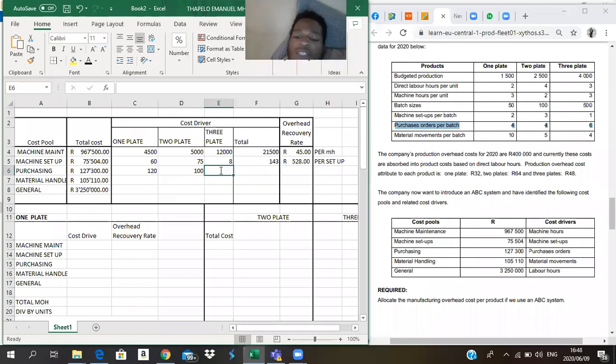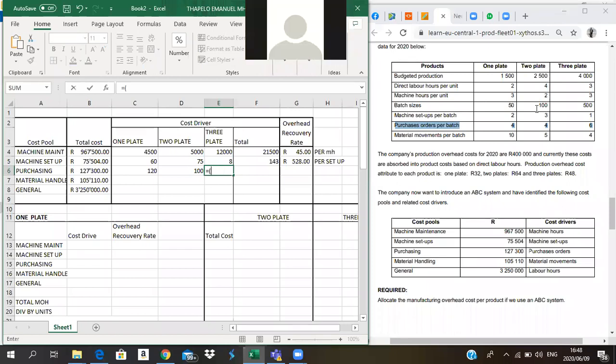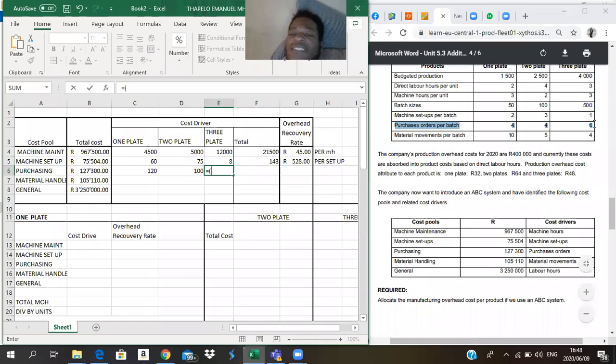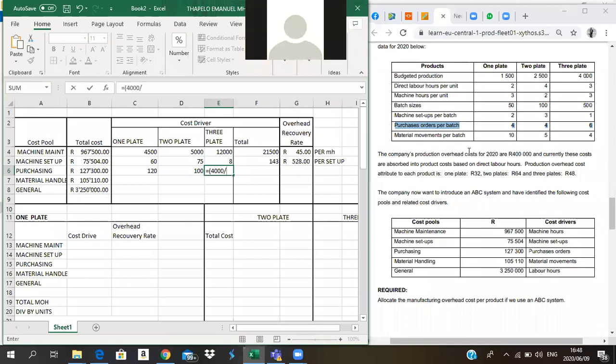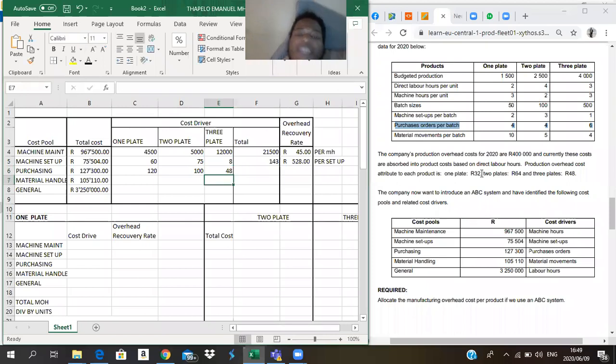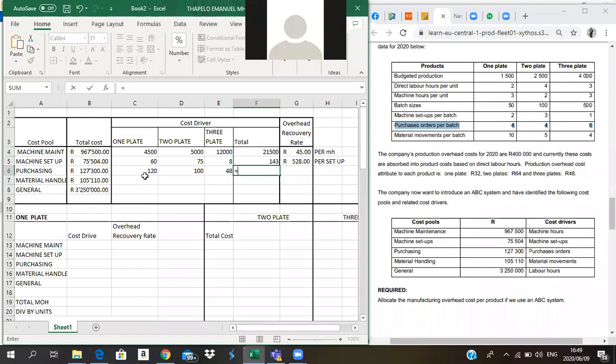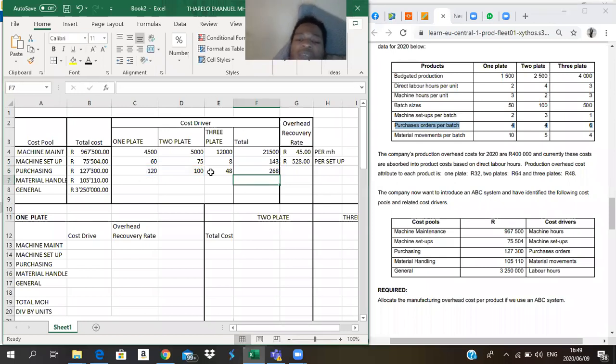I say it's equals to open bracket, I take the 4,000 divide by 500 times this six here. So I have 4,000 divide by 500 close bracket multiply by six. Then I get an amount of 48. So now I can get my total of the cost driver. Take the 120 and then plus the 100 plus the 48 there, which will give me an amount of 268.